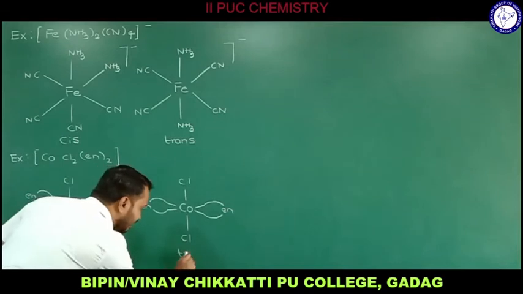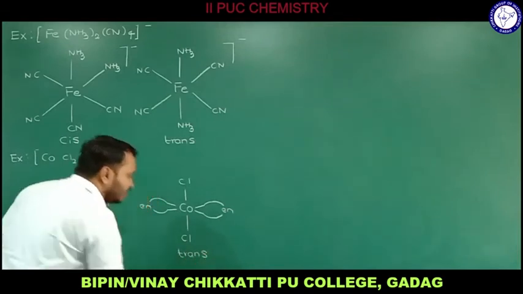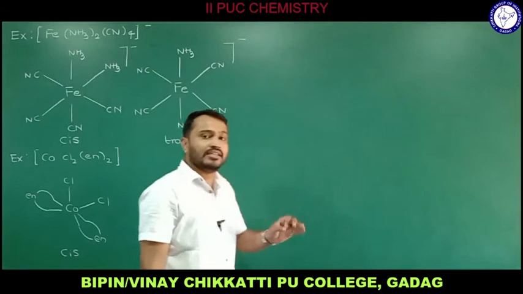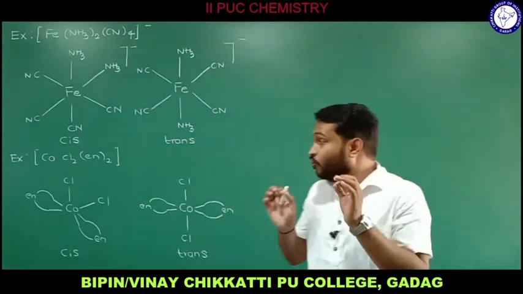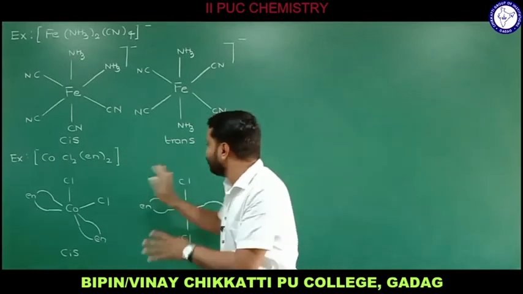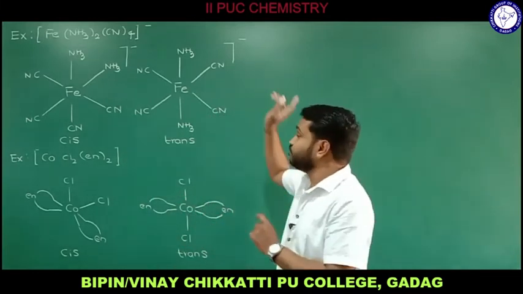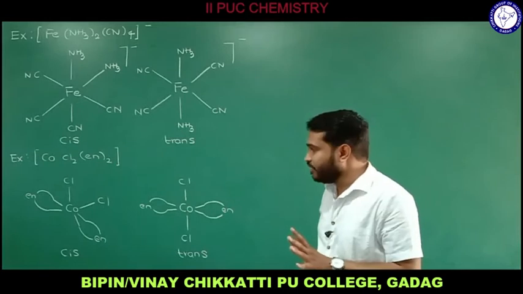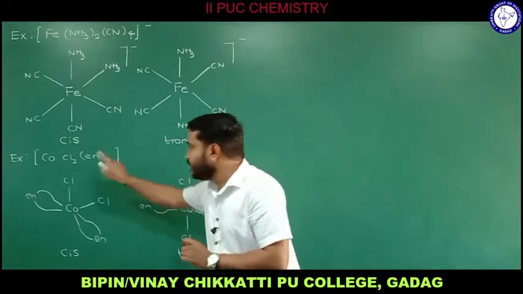Since the identical ligands are exactly opposite, this belongs to a category called trans isomers. The only change you have to look at here is that we don't have any charges. I have not represented any charge. If there is a charge, we are supposed to mention whether it is plus or minus. So in this case, en is bidentate.